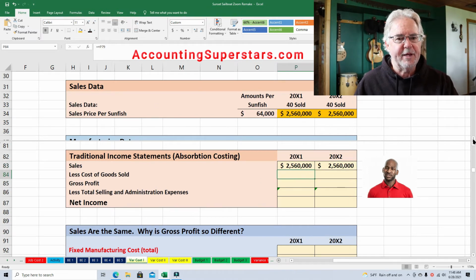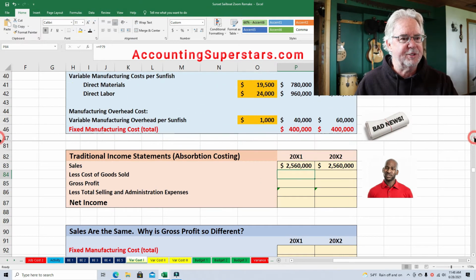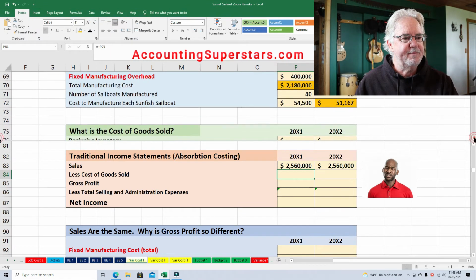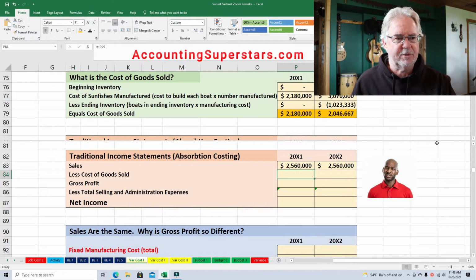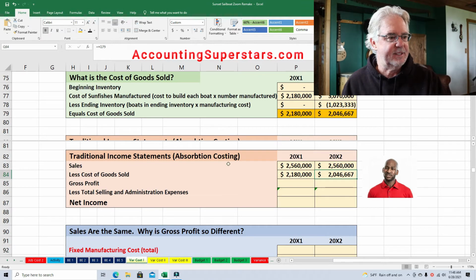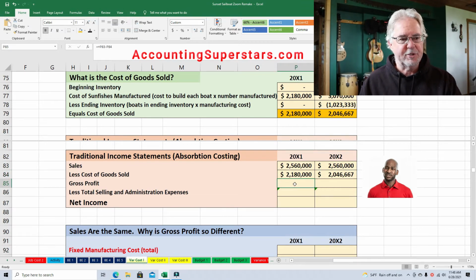Cost of goods sold. We figured that out just a moment ago. And it was kind of strange, weird. It ought to be the same because we're selling the same number of boats and all the costs are identical for each boat. But cost of goods sold is right here. I've already got it highlighted. So 2,180,000 and 2,046,667. Gross profit, all we have to do is subtract. Sales minus cost of goods sold is gross profit. There we are.